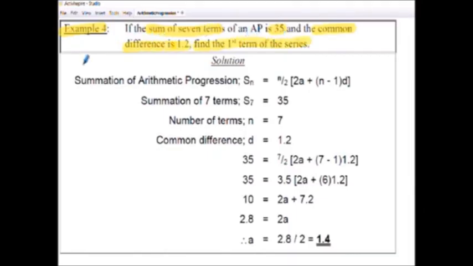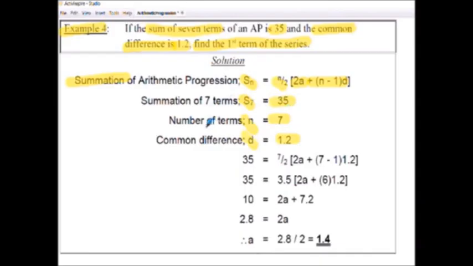So using my summation equation here, because that's what the question asks us to do, the summation of an AP is Sn equals n divided by 2, in brackets 2 times A plus (n minus 1) times the D. I know in this case that the summation of 7 terms, S7, is 35. The number of terms in the series is 7, so n is equal to 7. The common difference is given in the question, D is equal to 1.2. All I do now is put those numbers into the equation.